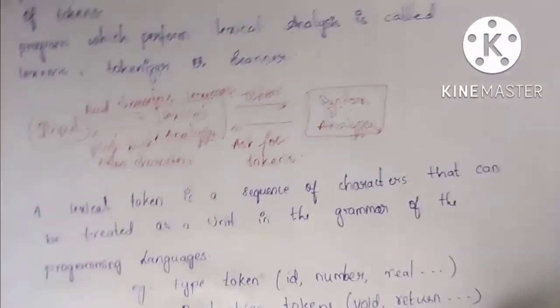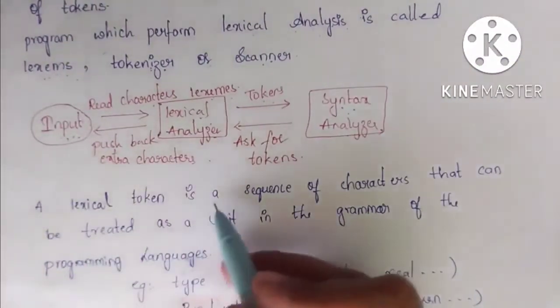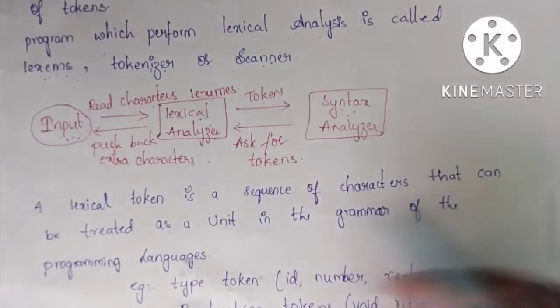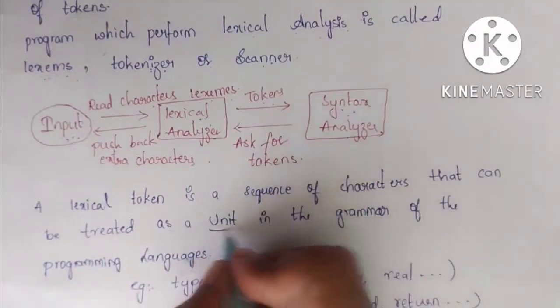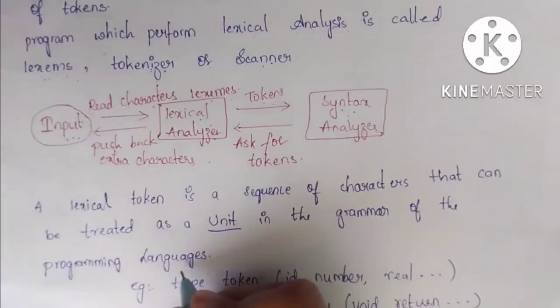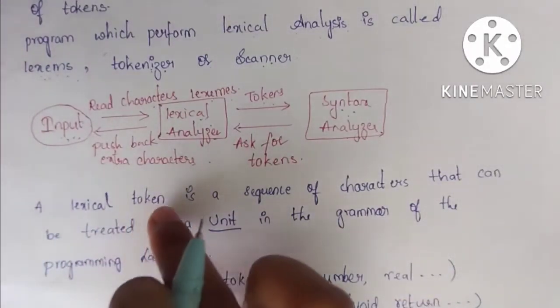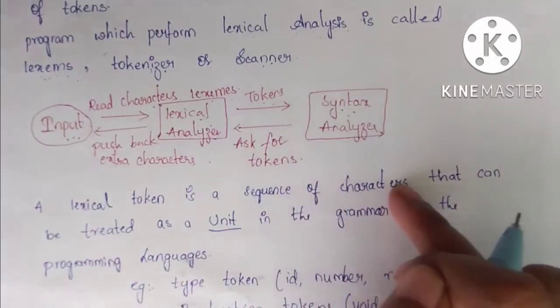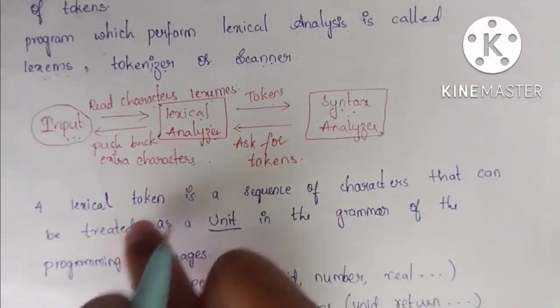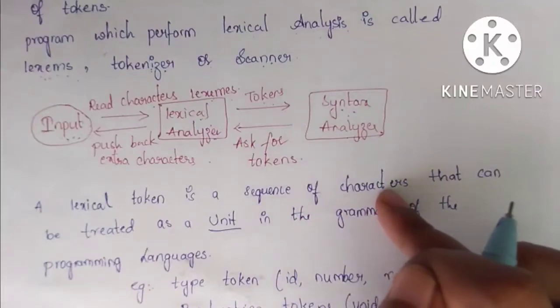Next, a lexical token is a sequence of characters that can be treated as a unit in the program of a programming language. A lexical token indicates a sequence of characters, because the token itself contains a sequence of characters.